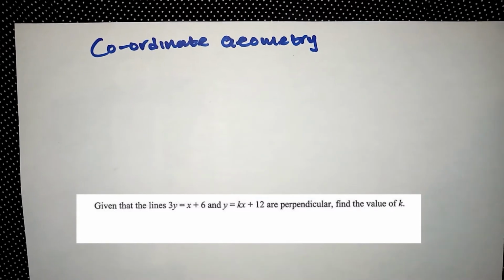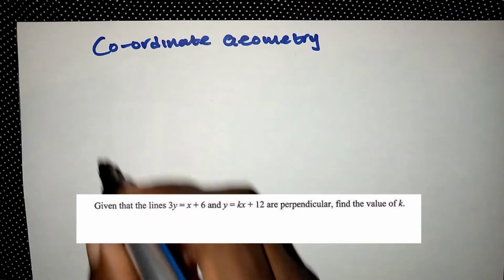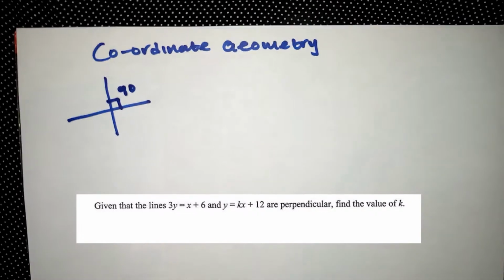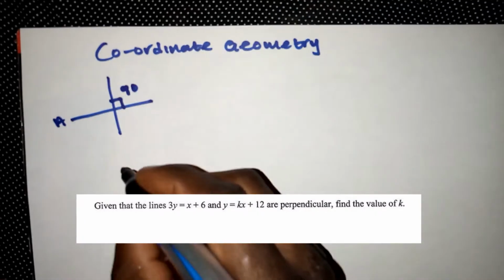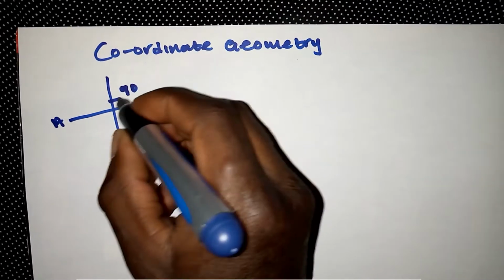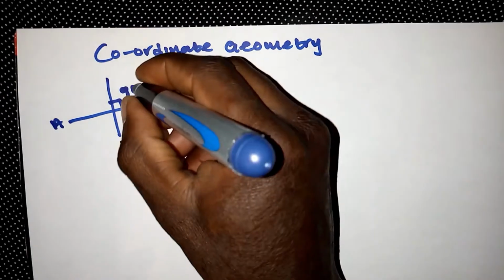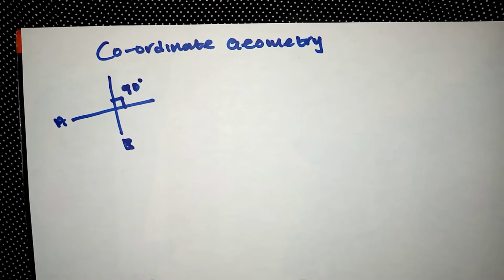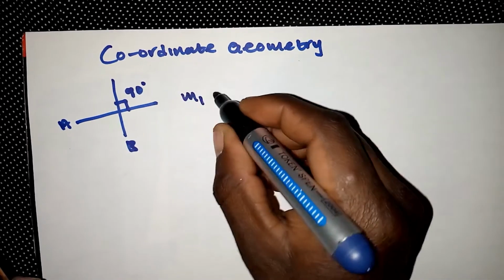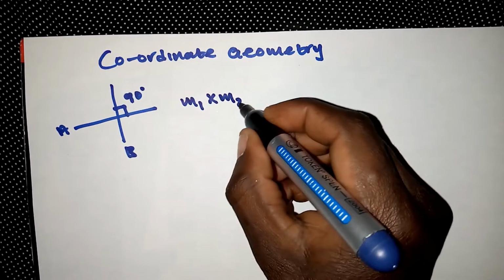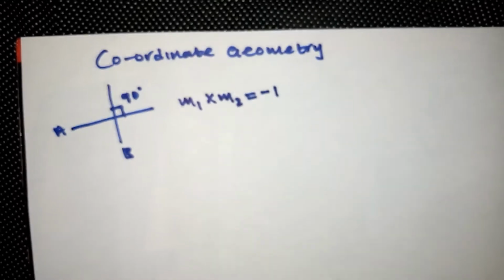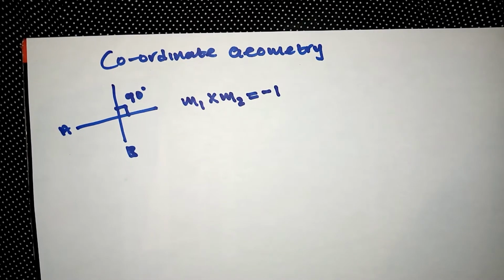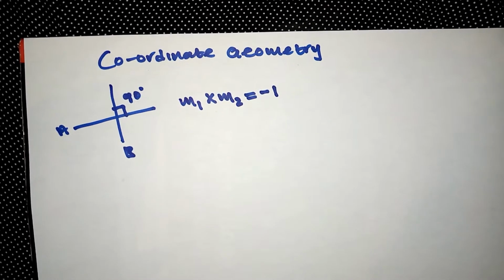So if two lines are perpendicular, it simply means they are meeting at 90 degrees. So if our first equation is A and our second equation is B, they should meet at 90 degrees if they are perpendicular. So if two lines are perpendicular, the product of their gradients should be equal to -1. So gradient 1 multiplied by gradient 2 is equal to -1.